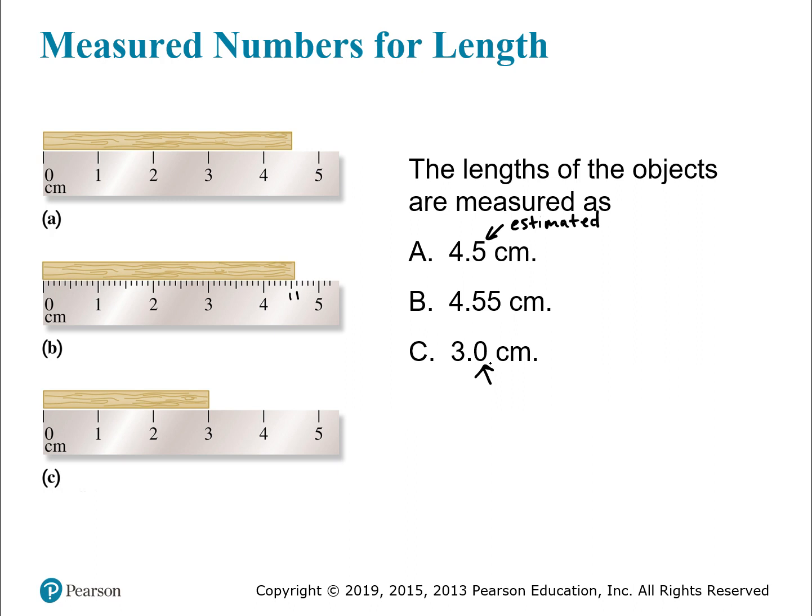Notice in C, we have a number in the tenths place because we could estimate it, right? We're not going to say just 3 centimeters with no 0.0, because what we're saying is we're estimating this tenths place, and the estimation is that it's 0. So it is exactly 3 centimeters. But we're representing the fact that we could get more information from this ruler.